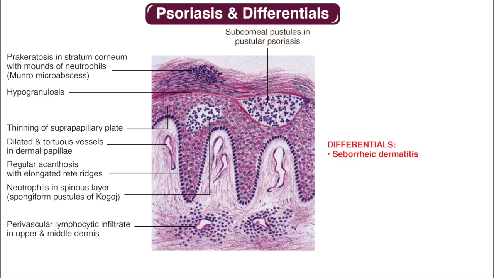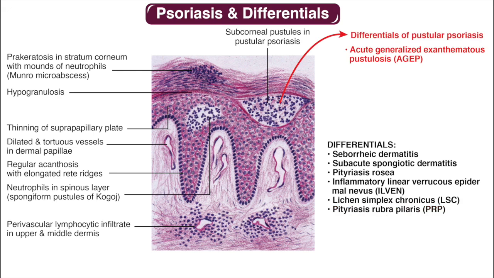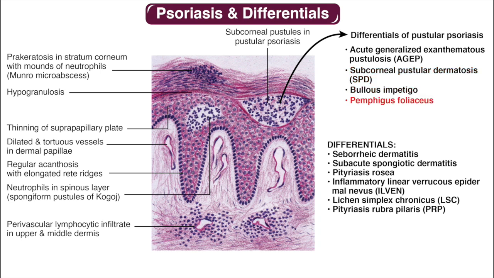There are a number of conditions that can have almost similar histomorphology. Common differentials include seborrheic dermatitis, subacute spongiotic dermatitis, pityriasis rosea, inflammatory linear verrucous epidermal nevus or ILVEN, lichen simplex chronicus or LSC, and pityriasis rubra pilaris. Pustular psoriasis can mimic acute generalized exanthematous pustulosis or AGEP, subcorneal pustular dermatosis or SPD, bullous impetigo, pemphigus foliaceus, and IgA pemphigus with SPD variant.